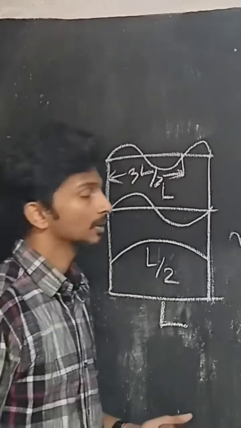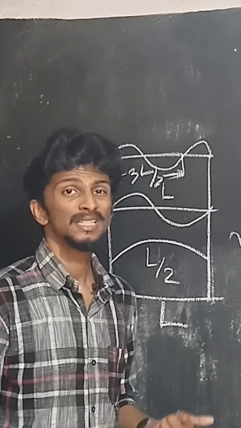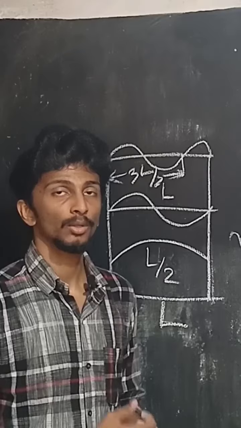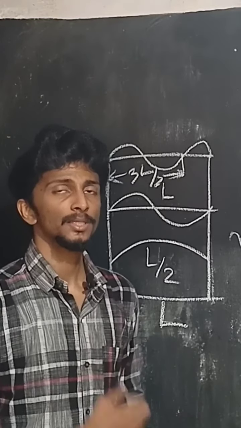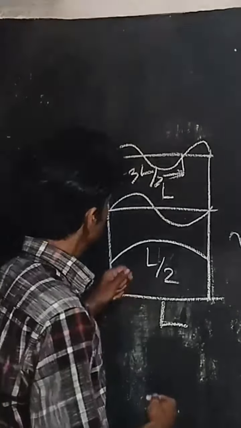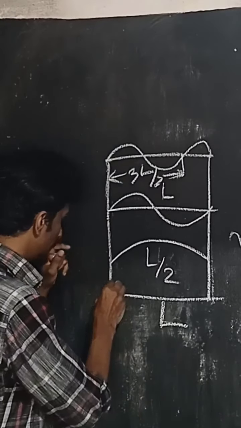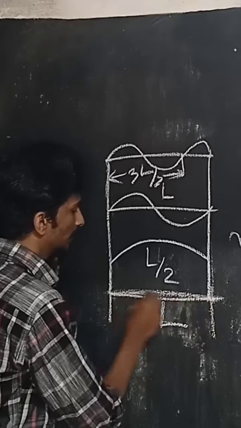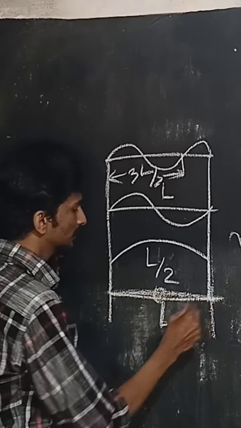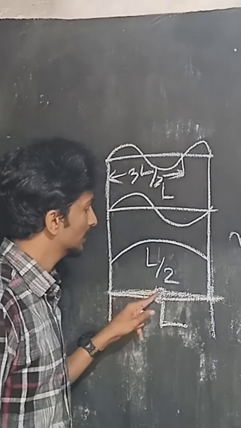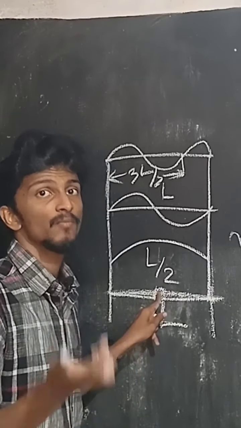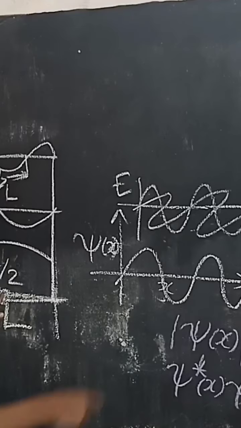I already told you that the particle itself is a wave if we do not interrupt it, or if the particle is isolated from the surrounding universe. So imagine a particle trapped in a one-dimensional box. If a particle is trapped in a one-dimensional box and we do not interrupt it, then the wave function of that particle is a wave, a wave like this.